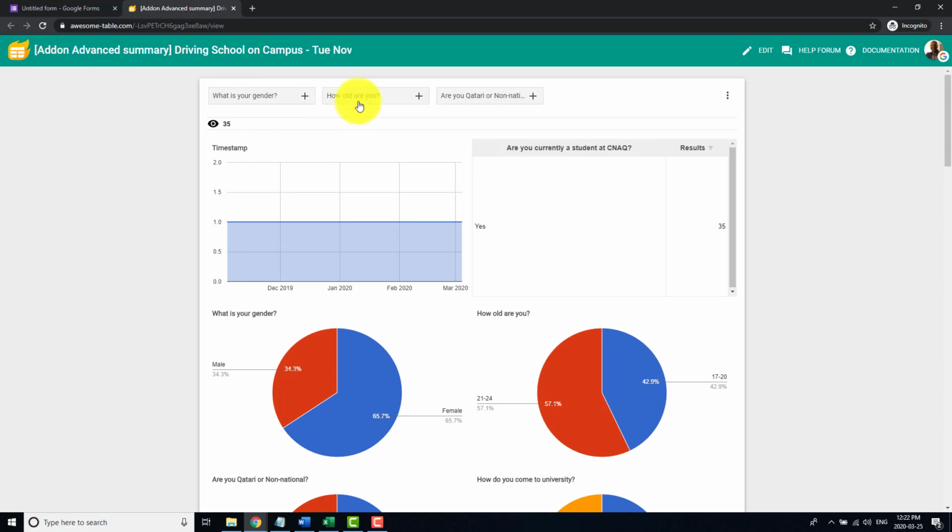What is your gender? How old are you? Are you Qatari or non-Qatari? These questions you're going to pick. I just picked these for my survey. Maybe it's just gender for you. Maybe it's just nationality for you. Maybe it's both. Maybe it's age. Maybe for you it's income. Find out who it is that supports your business the most.